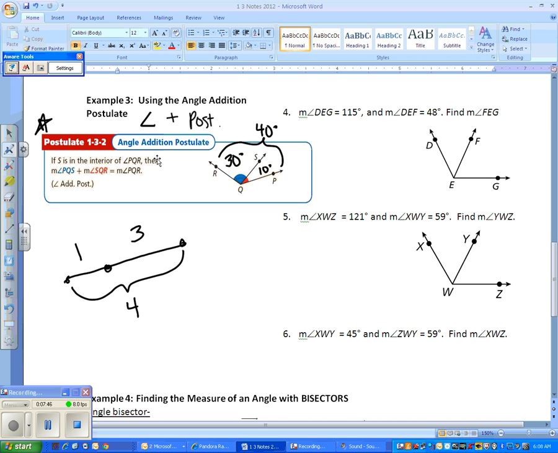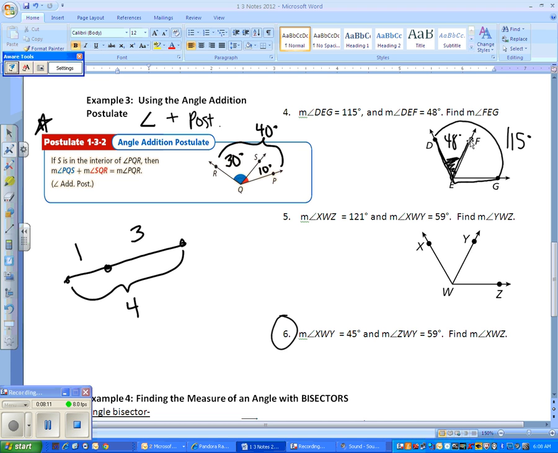Okay, so what we're going to be doing for number 4 and 5, and then you're going to go ahead and do 6 by yourself, is we're going to fill in what we know. So it says angle DEG. D to E to G, that's this whole thing. So this whole angle is 115 degrees. Then it says angle DEF. D to E to F. So that's this part right here is 48 degrees.